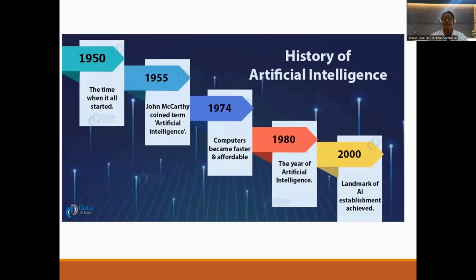Next, the history of artificial intelligence, the evolution. So from 1950, the time when it all started, and in 1955, John McCarthy coined the term artificial intelligence. And in 1974, computers became faster and affordable. And in 1980, it was the era of artificial intelligence. And in 2000, a landmark of AI establishment was achieved. So this is a small history of artificial intelligence.